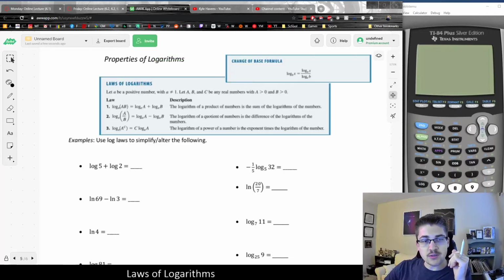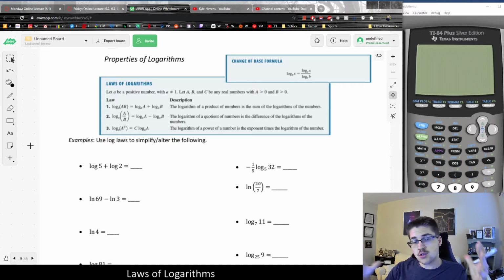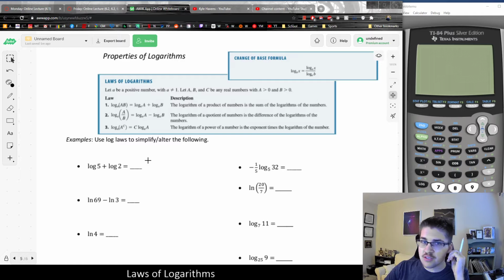In this video, I wanted to show you some examples of using the log laws to either simplify or rewrite logarithmic expressions. A common type of question you could be asked in your homework would be to either combine logs or expand logs using the laws of logarithms. So let's just look at a few examples.